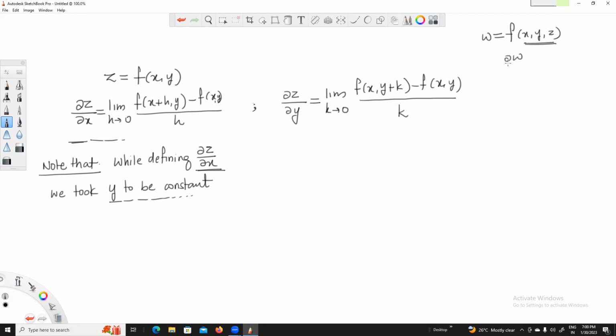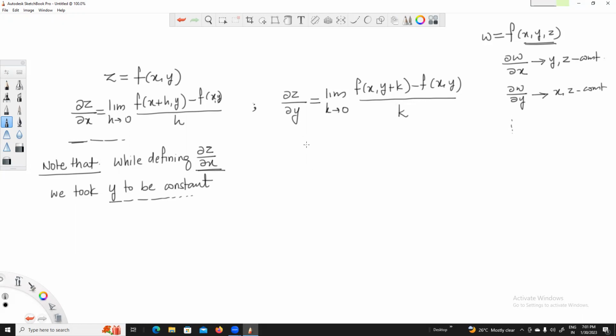So at a time, if I want to define del w by del x, for defining this, I will consider y and z to be constant. Suppose if I want to define del w by del y, at that time, the other two independent variables x and z to be constant, and so on. So here we only considered two independent variables. So while defining this del z by del x, I'm going to assume the other independent variable to remain constant.